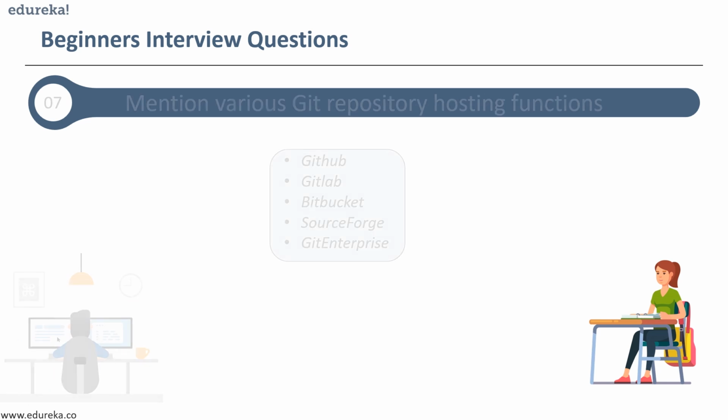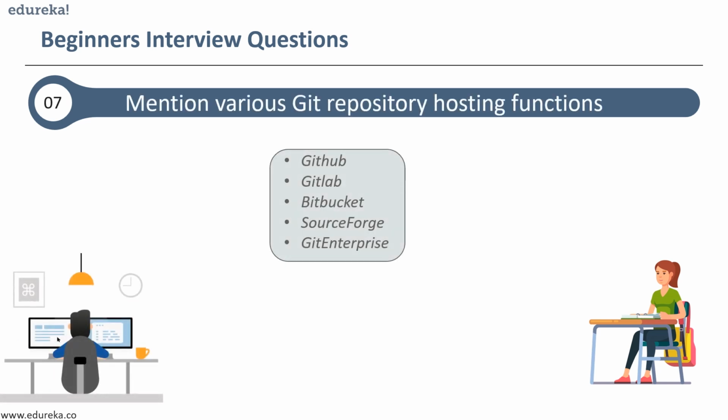The next question is, mention the various Git repository hosting functions. The following are the main Git repository hosting functions, as you can see on the slide: GitHub, GitLab, Bitbucket, SourceForge, and Git Enterprise. And in my opinion, GitHub is the most popular among these options.